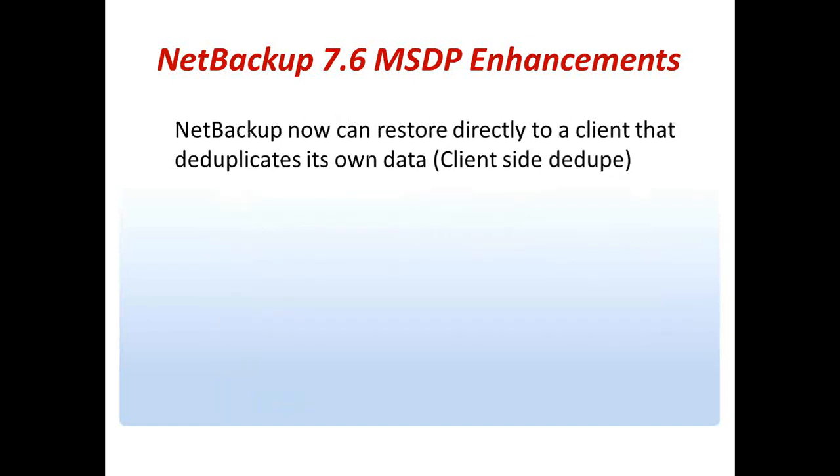In previous versions of NetBackup, restores to clients performing client-side deduplication use the media server components to build the restore image. In 7.6, these clients can be restored directly, completely bypassing the media server for faster restores. Another significant enhancement to MSDP.